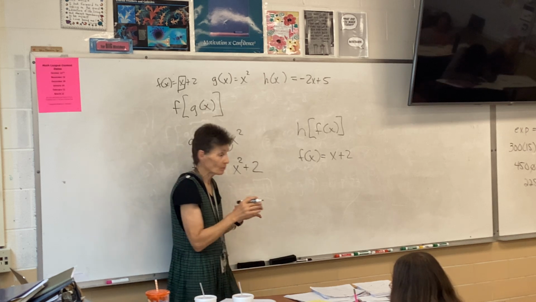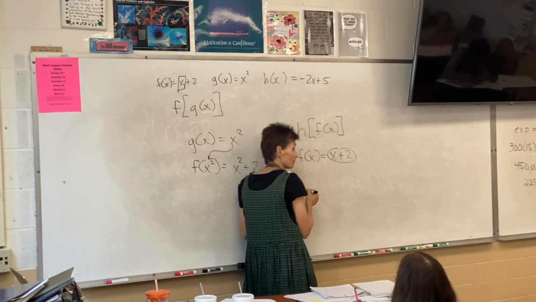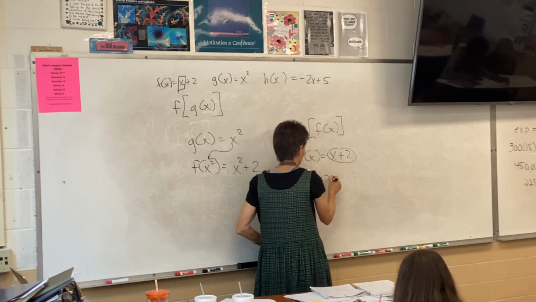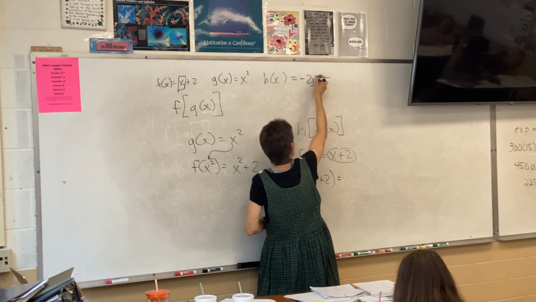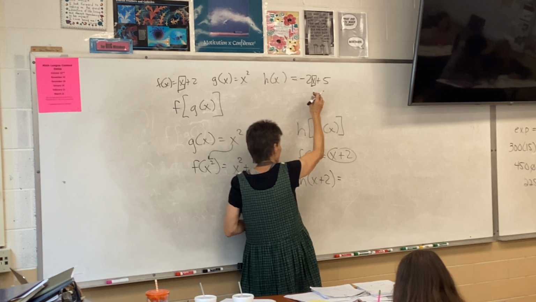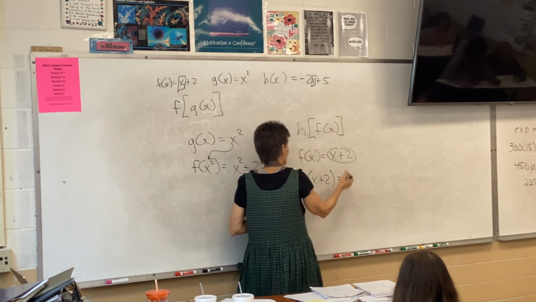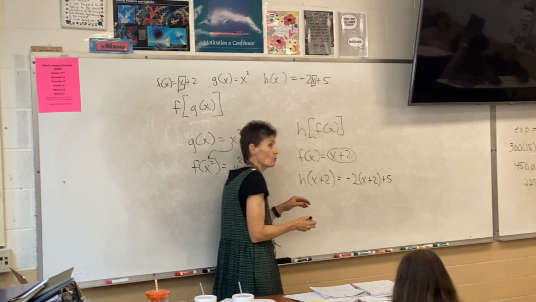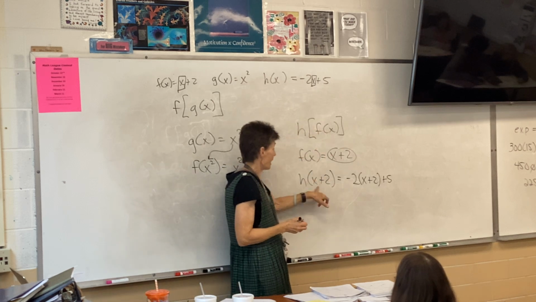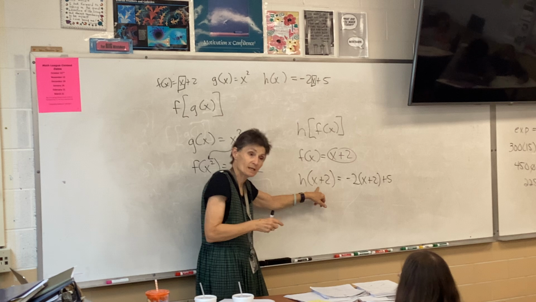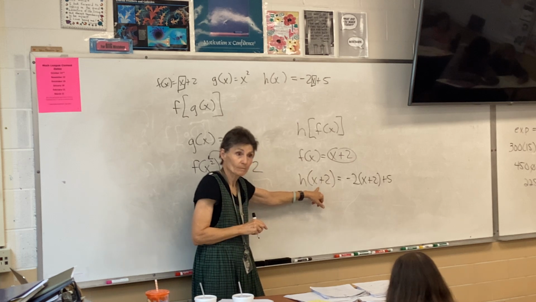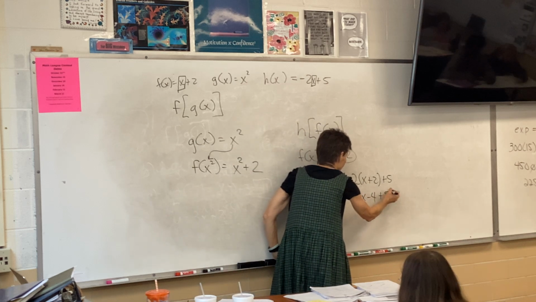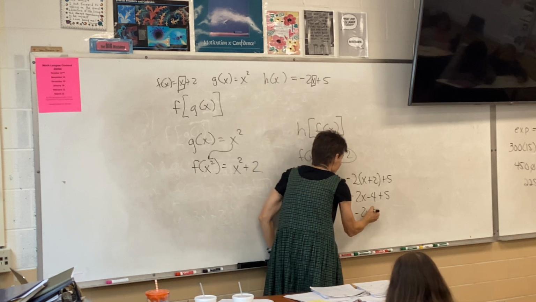Now I take that answer, x plus 2, and I plug it into h. So here's the x in h right here. So I'm going to plug in x plus 2 right there. So I'm going to have negative 2 times x plus 2, plus 5. So instead of an x there, I am putting in whatever f was, which is x plus 2. And then I'll distribute and clean anything up that I can, and there we go.